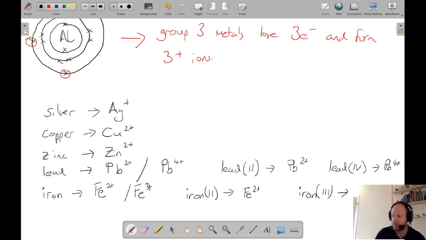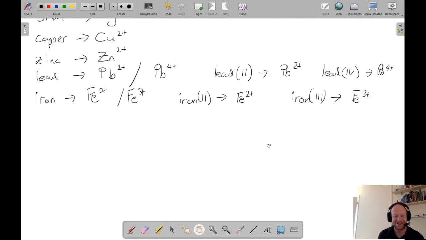For these ones, you don't need to be drawing a dot and cross diagram. You will never be asked to draw a dot and cross diagram of silver, copper, zinc, lead, or iron, because these are very, very complicated ions, and the only reason you're asked them in questions is that they're very, very common, so you really should know about them. All right, let's move on to negative ions then, our anions.